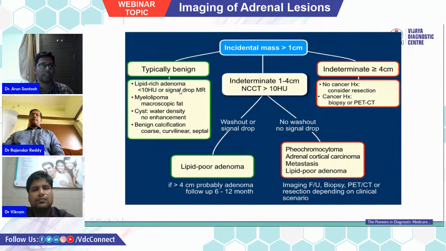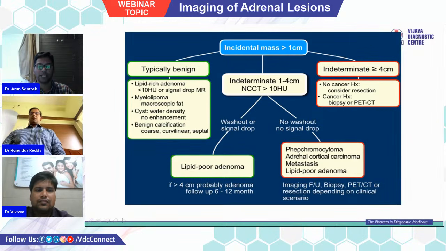So this is just a chart for a mass more than 1 centimeter. Benign includes adenoma, myelolipoma, cysts, and calcifications. Indeterminate is 1 to 4 centimeters, more than 10 HU, with washout, lipid-poor adenoma. We have to do an MR imaging. If it confirms the signal drop, then it is a lipid-poor adenoma. If it is more than 4 centimeters, probably adenoma, follow up for 6 to 12 months.